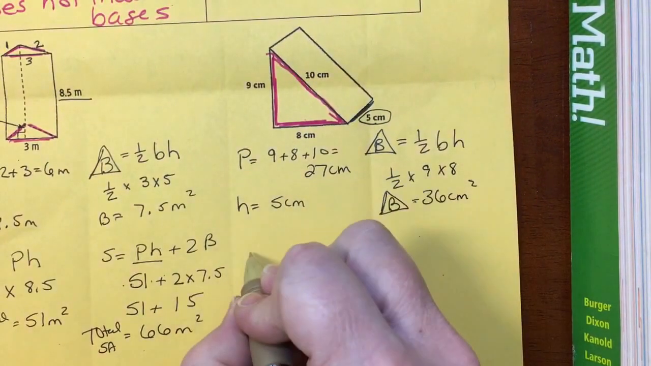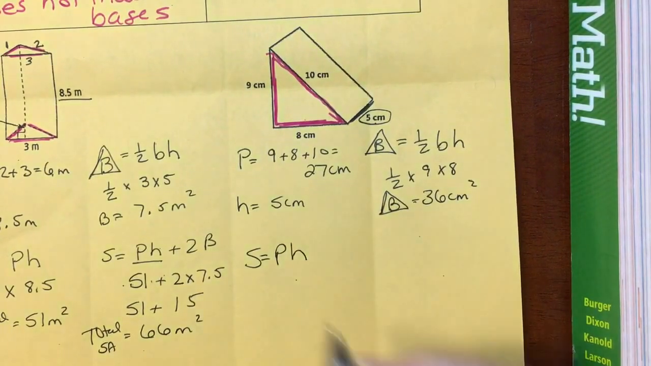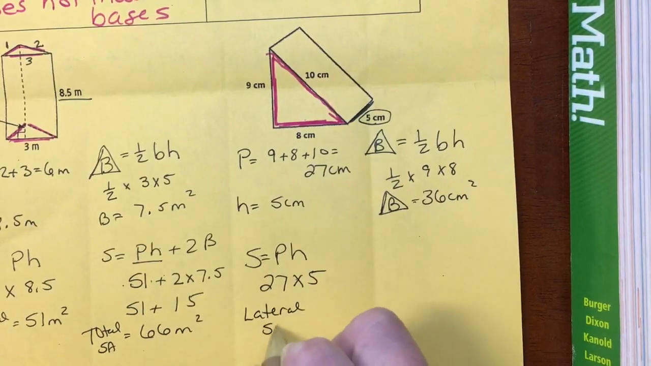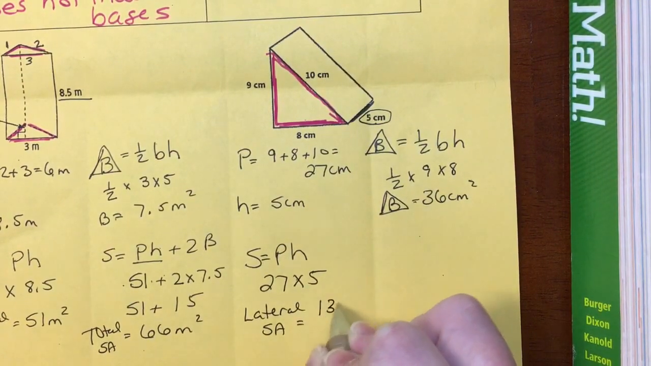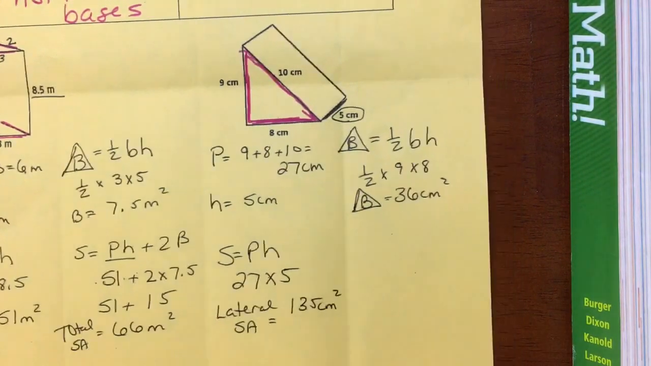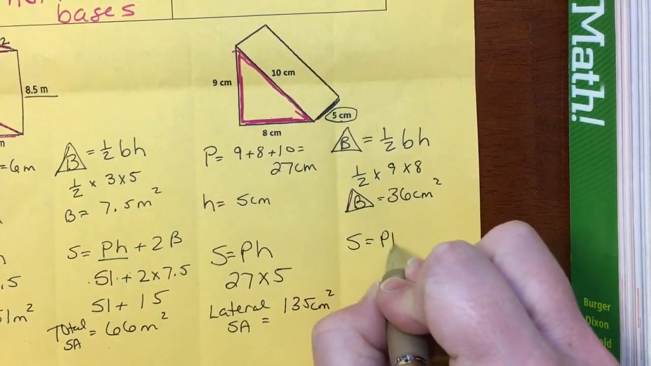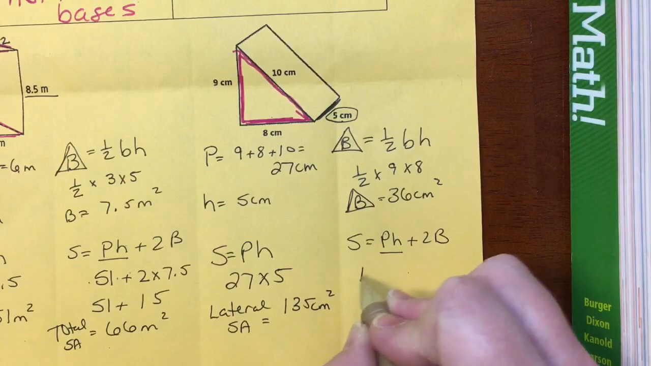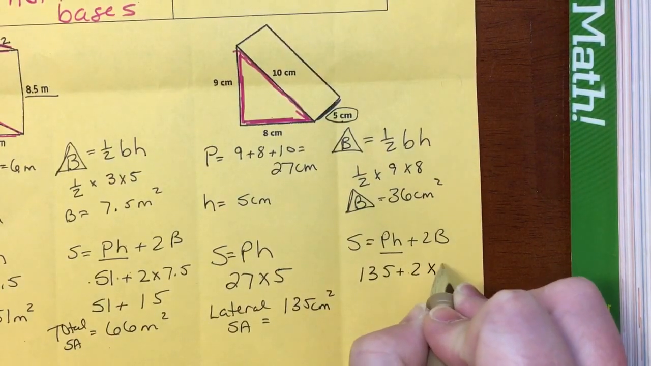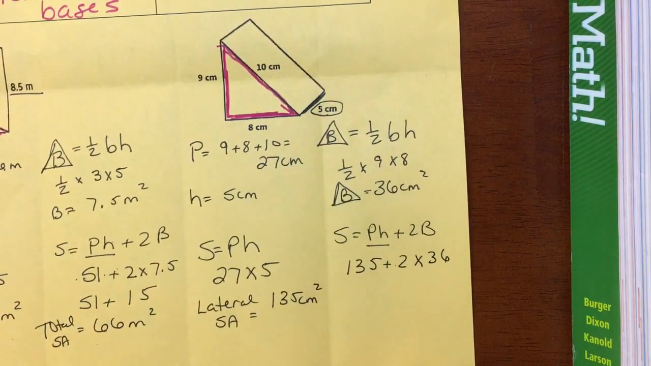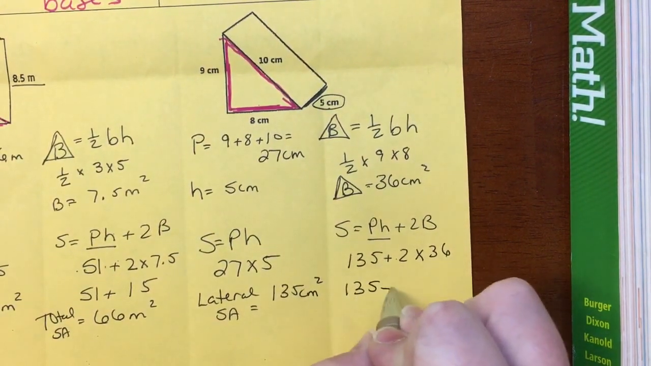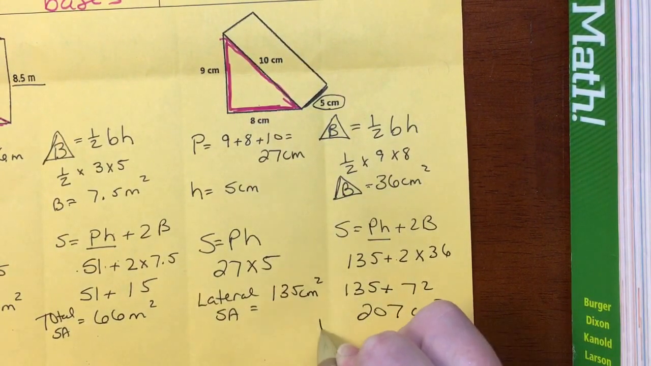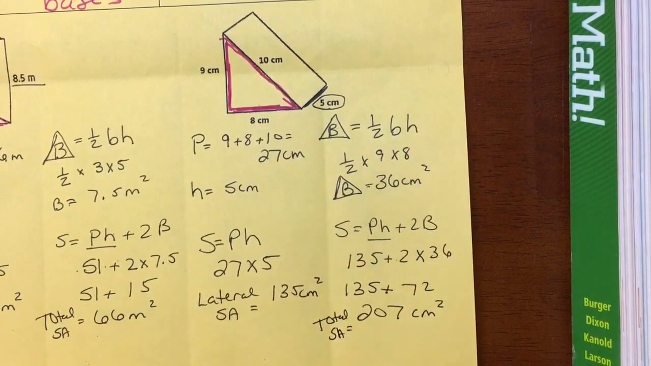So I'm going to need these to find the surface area. So perimeter of the base times the height is 27 times 5. And that's going to give me 135 centimeters squared. And the total surface area formula starts off the same. We're just going to add in the two bases. So we already figured this out. This is 135, and then 2 times the bases, which are 36. And I'm going to get 207 centimeters squared for the total surface area.